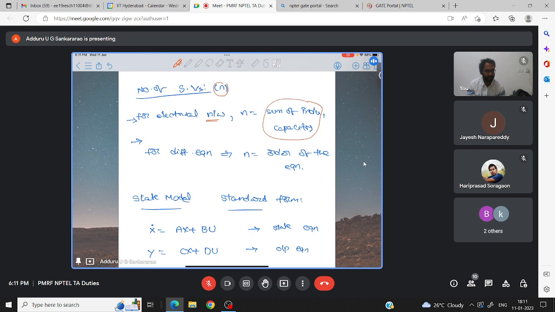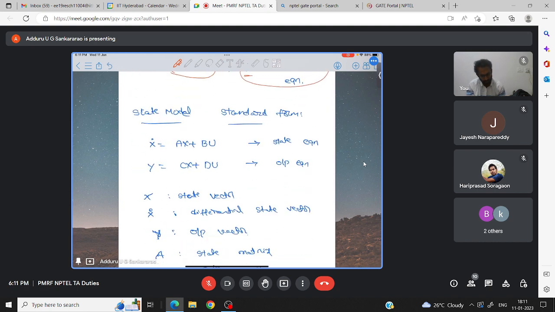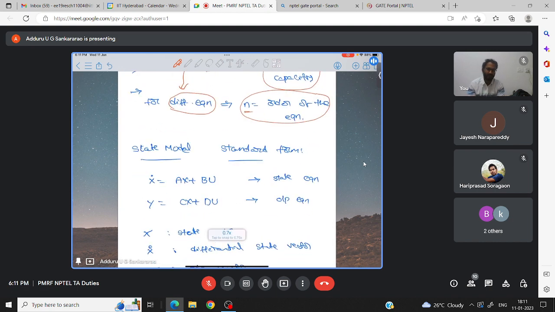How many inductors are there? How many separable inductors and how many separable capacitors? Okay, it gives the number of state variables. Suppose we know any network system we can represent in the form of a differential equation. If a differential equation is given, then the order of this differential equation is nothing but the number of state variables. Okay, is that clear till here?